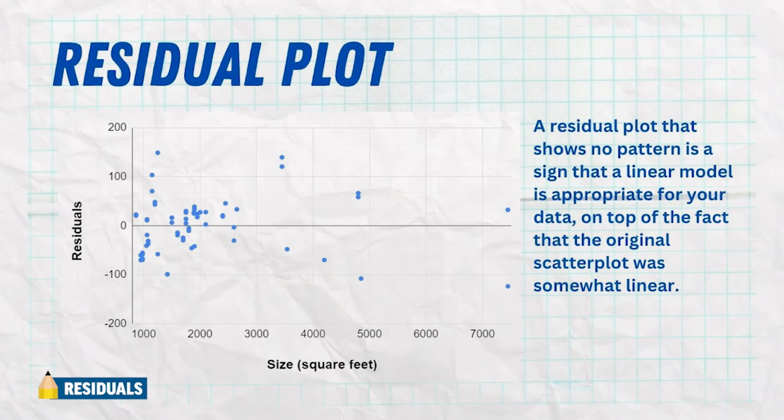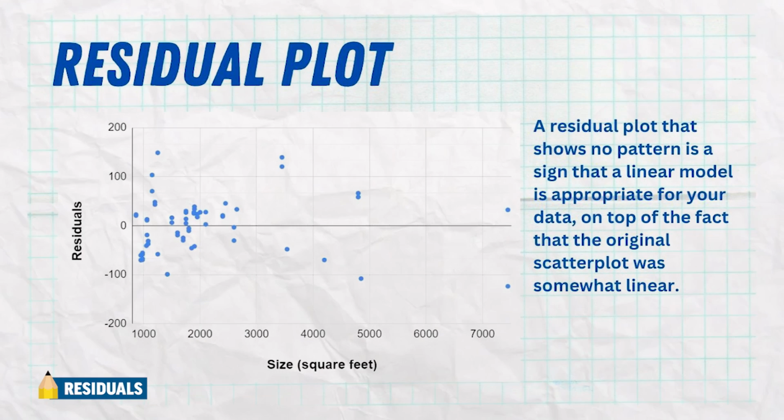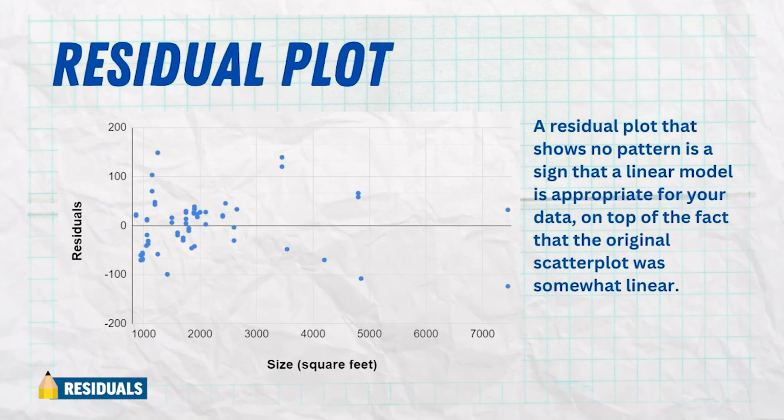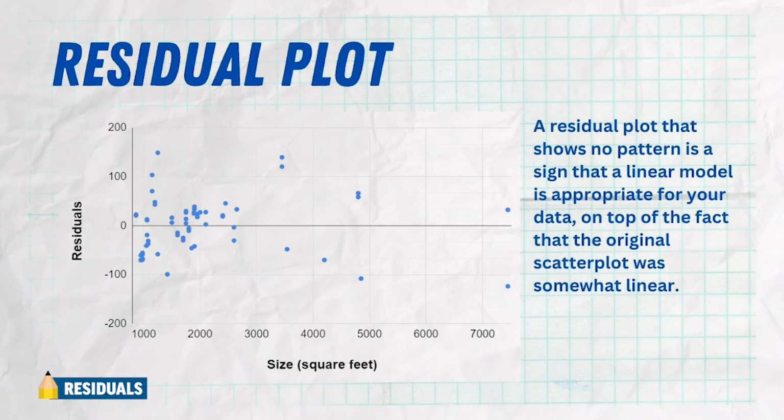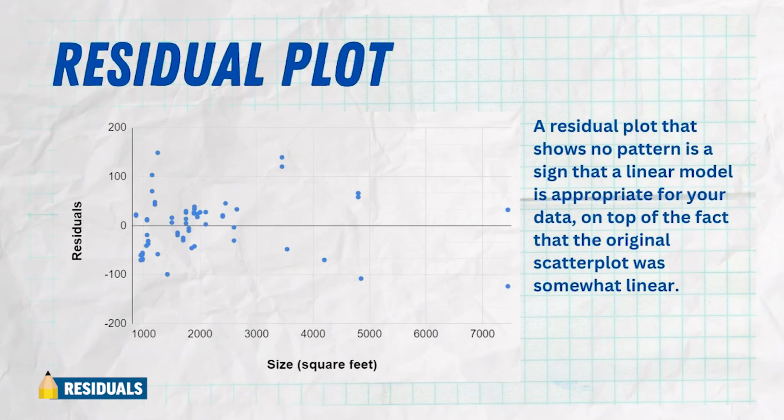Because if it's going through the data, there should be some points above the line throughout the graph and some points below the line throughout the graph. Now, some points are naturally going to be a little bit further away, producing larger residuals, and some points are naturally going to be closer, producing smaller residuals.